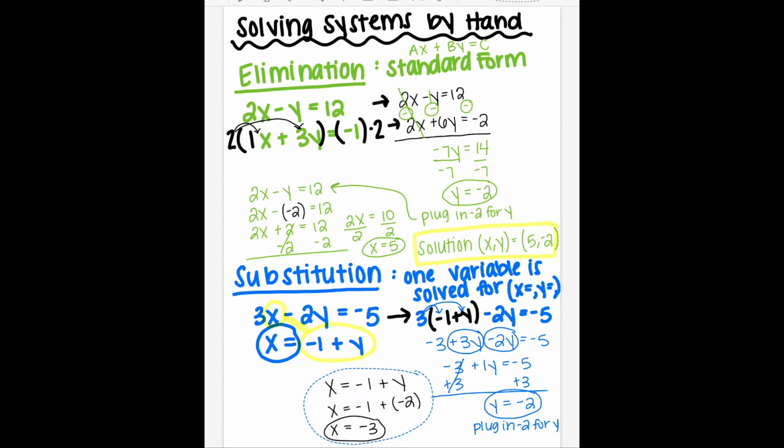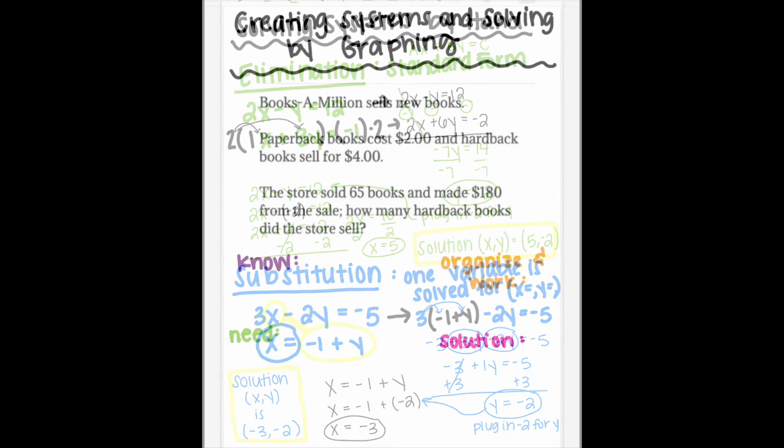So the whole solution itself, let's see, I'm going to move this over and kind of let you see that I plugged in -2 for y right there. So our whole solution, which is always an x and a y, we can write it as a point, is (-3, -2).